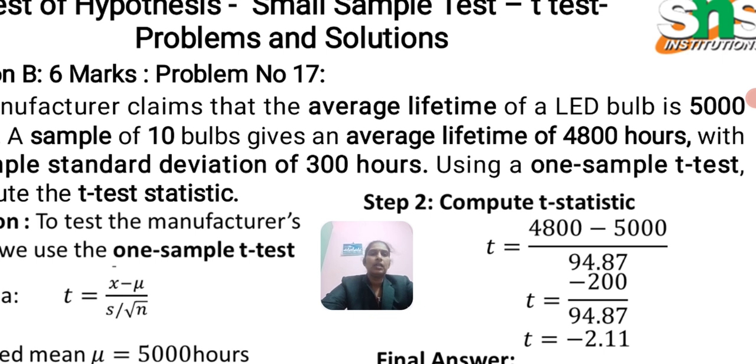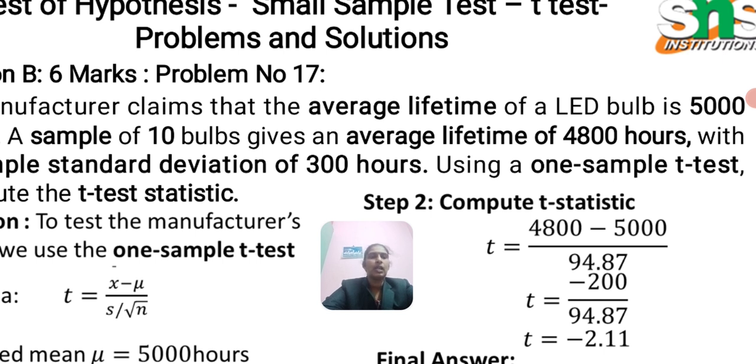So normally the t-test is applied when n is less than 30. So here the sample of bulbs is small, so we can apply the t-test. Okay, so n is equal to 10, so that is less than 30. So the formula for the t-test is t equal to x bar minus mu by s by root n. Here x bar is the sample mean, and mu is the population mean, and s is the standard deviation, and n is the sample size.